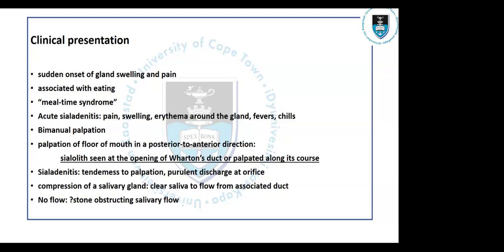Bimanual palpation, that is, finger inside and outside the mouth, is especially important when examining the submandibular gland and its duct. Palpation of the floor of the mouth in a posterior to anterior direction may allow the sialolith to be seen at the opening of Wharton's duct or palpated along its course. The gland itself may be tender to palpation, especially in the presence of sialadenitis, and there may be purulent discharge at the orifice. Compression of the salivary gland should cause clear saliva to flow from the associated duct, and if this does not occur, a stone may be obstructing salivary flow.